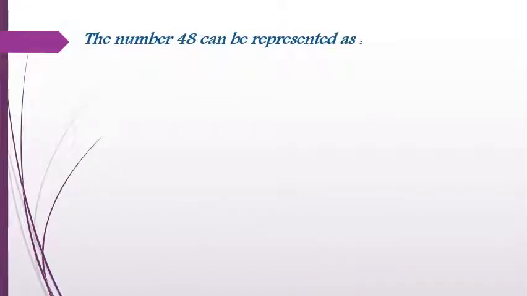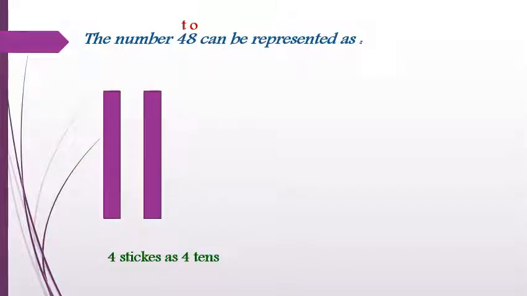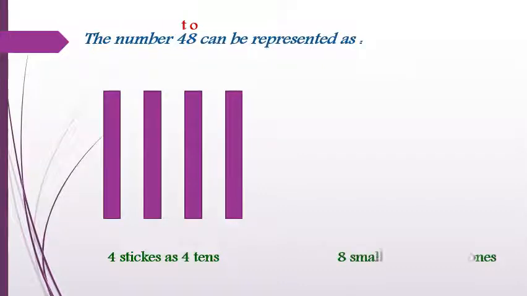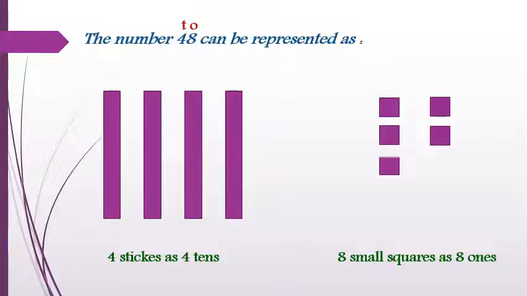And now, how to represent the number 48? Just write T and O above the number 48. Here, the number 48 has 8 ones and 4 tens. So I will draw 4 sticks as 4 tens, like this. 1, 2, 3, 4. And 8 small squares as 8 ones, like this. 1, 2, 3, 4, 5, 6, 7, 8.